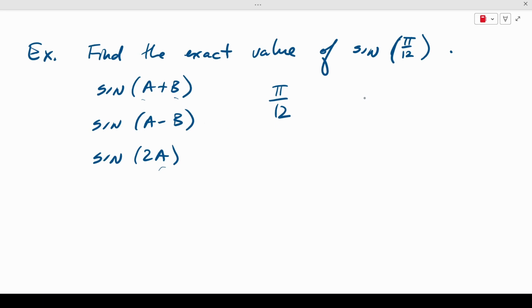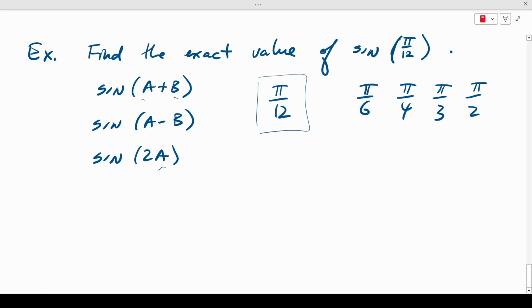What are the special angles? Well, 0, which isn't going to be very helpful in this context. 30, which is pi over 6. 45, which is pi over 4. 60, which is pi over 3. 90, which is pi over 2. That's what I'm working with. Okay? So how could we use a couple of these to get pi over 12? Pause the video and think about it for a sec before I give you an answer.